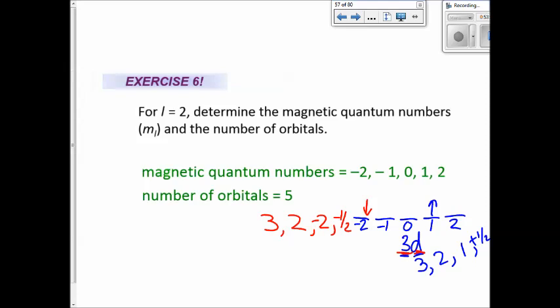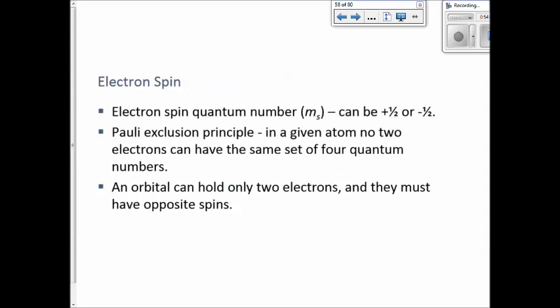So quantum numbers, we'll go over a few more examples with that. We're going to look at the magnetic spin here, the 4th quantum number, in just a moment. So the electron spin number, M sub S, can be +1/2 or -1/2. Those are your only 2 choices.